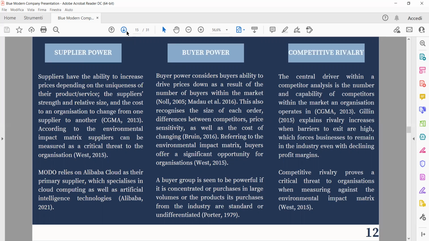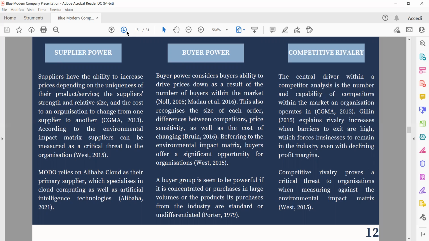When next looking at buyer power, buyers can drive prices down as a result of the number of buyers within the market. Referring to the environmental impact matrix, buyers offer a significant opportunity for organisations, with research showing 42% of the UK population utilise cloud storage and 80% of organisations within the UK plan on using cloud storage as part of the daily running of their business.